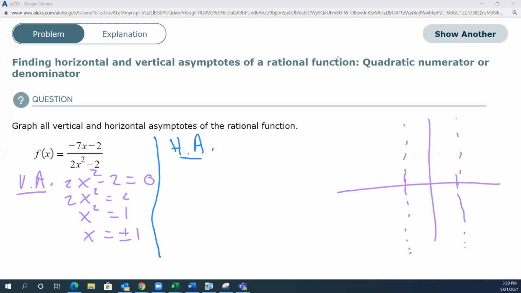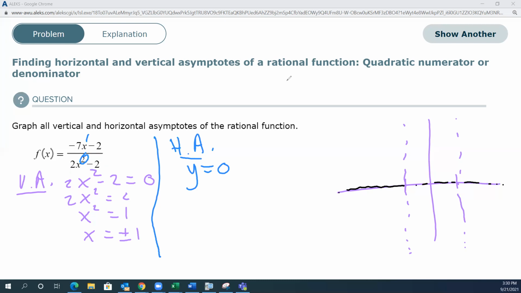All right, so horizontal asymptotes. Well, the degree of the numerator is 1. The degree of the denominator is 2. Therefore, the degree of the denominator is bigger than the numerator, so there is a horizontal asymptote, and it is the x-axis, y equals 0.